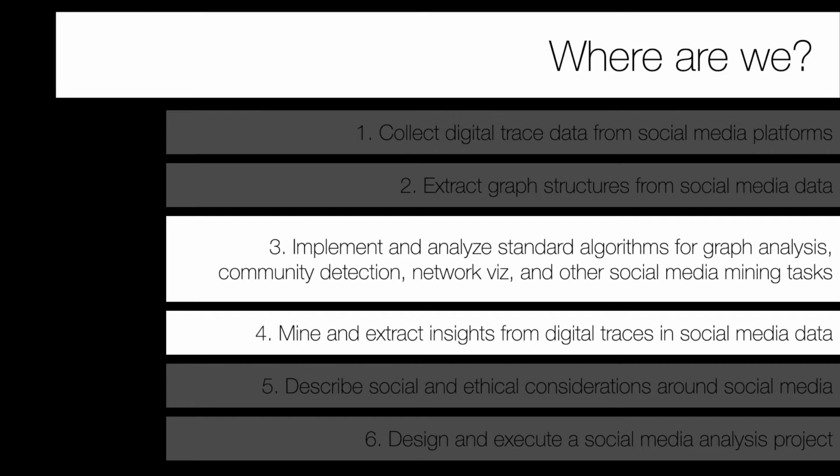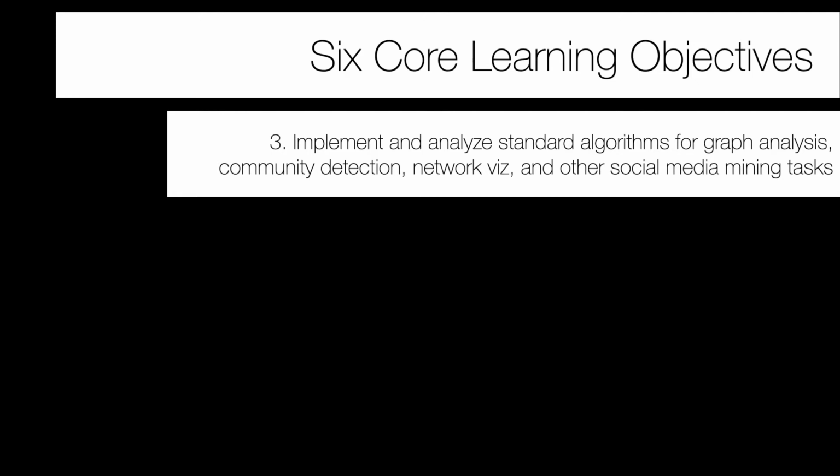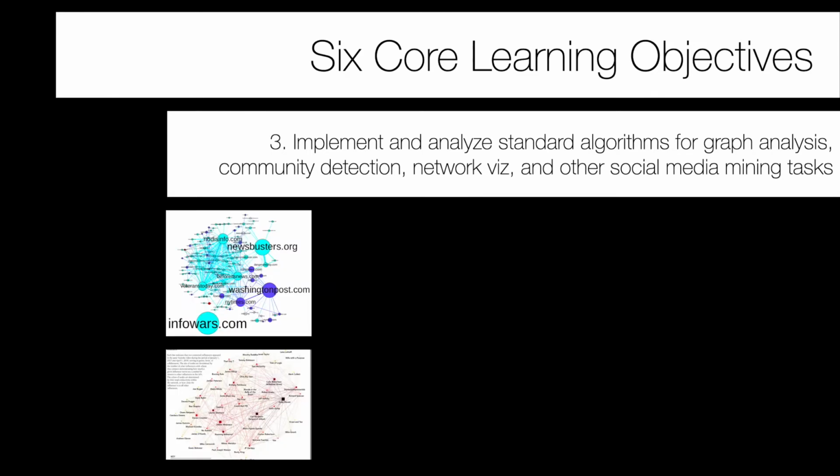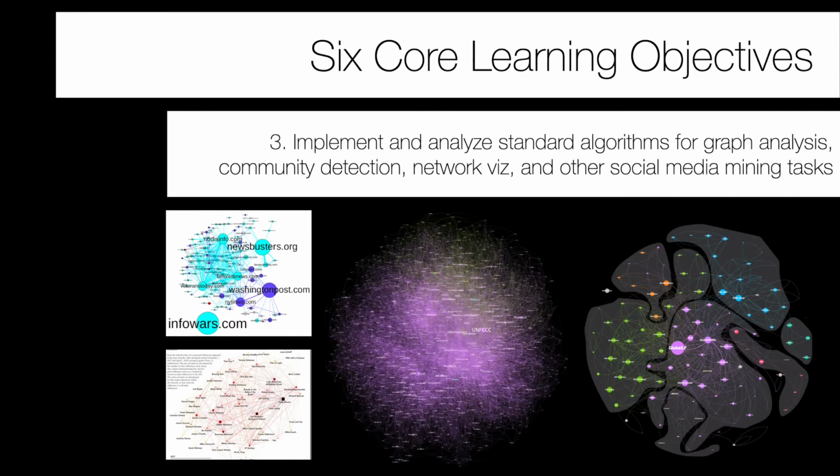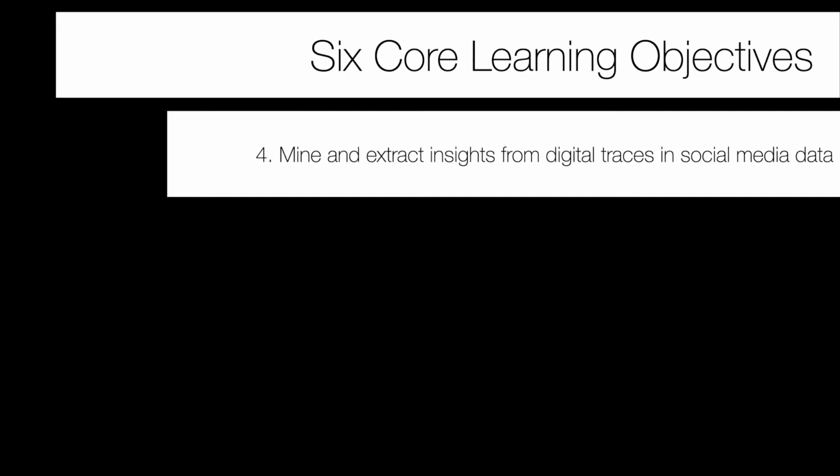Where are we in terms of the larger view of the class? If we look across the class's learning objectives, we're solidly in the middle of this, looking at learning objectives 3 and 4, where 3 is about implementing and analyzing graph algorithms for analysis, community detection, visualization, and other mining tasks. In fact, this module, Module 4, and Module 5 are all core to the 3rd learning objective. From last week, we've talked about extracting networks of different kinds. This week, we'll talk about ways to extract community structure from your visualizations, and use that to make your visualizations more effective.